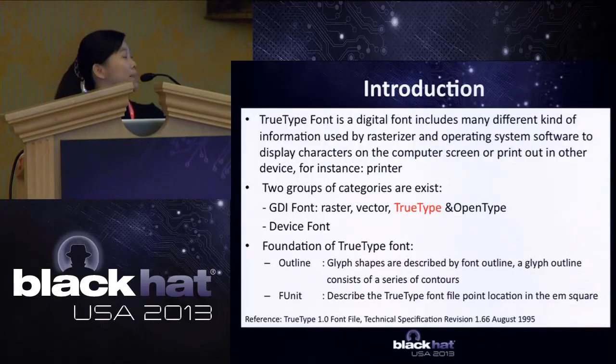So basically, Windows supports two broad categories of font, that is GDI font and device font. The GDI fonts, which are based in Windows, come in three types: raster, vector, and TrueType or OpenType. Here we would like to introduce the foundation of TrueType font. For instance, a glyph outline consists of a series of contours. The font unit, or F unit, describes the TrueType font's points location in the M square.